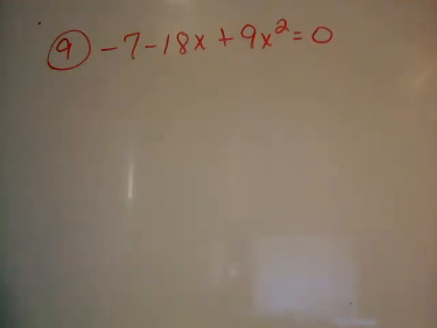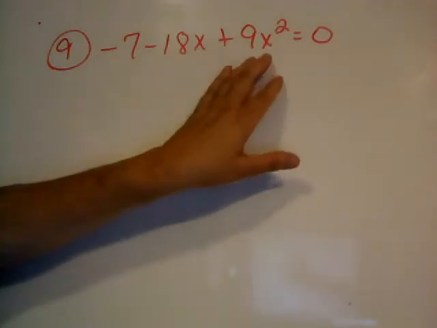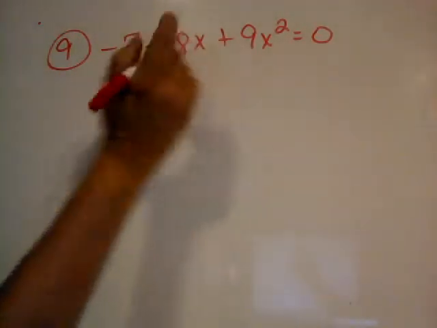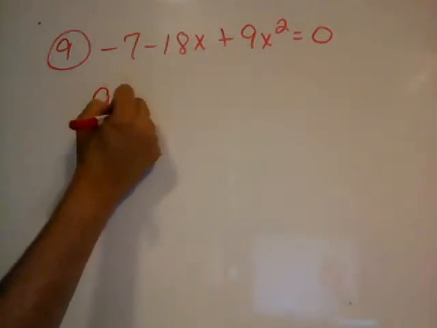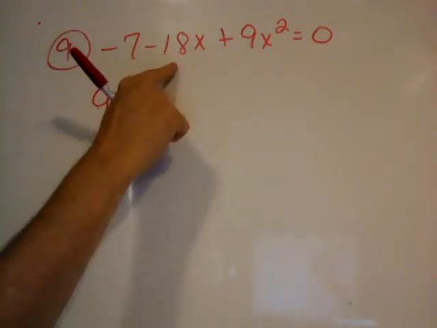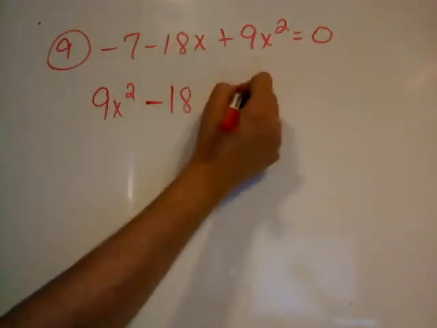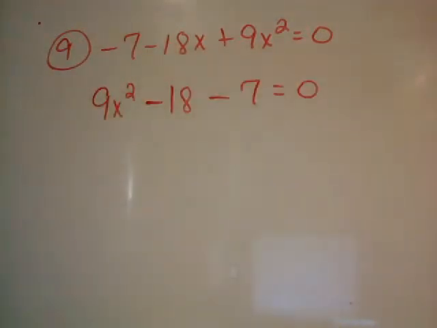Okay, number 9. Now number 9 reads negative 7 minus 18x plus 9x squared equals 0. Well, the first thing is we need to put this in descending order, the correct order. It's out of order. So I'm going to move my 9x squared over here, and it's positive. I need the 18x next, it's negative, and then I need the negative 7. And that just makes it look nice and clean like we need it to look.